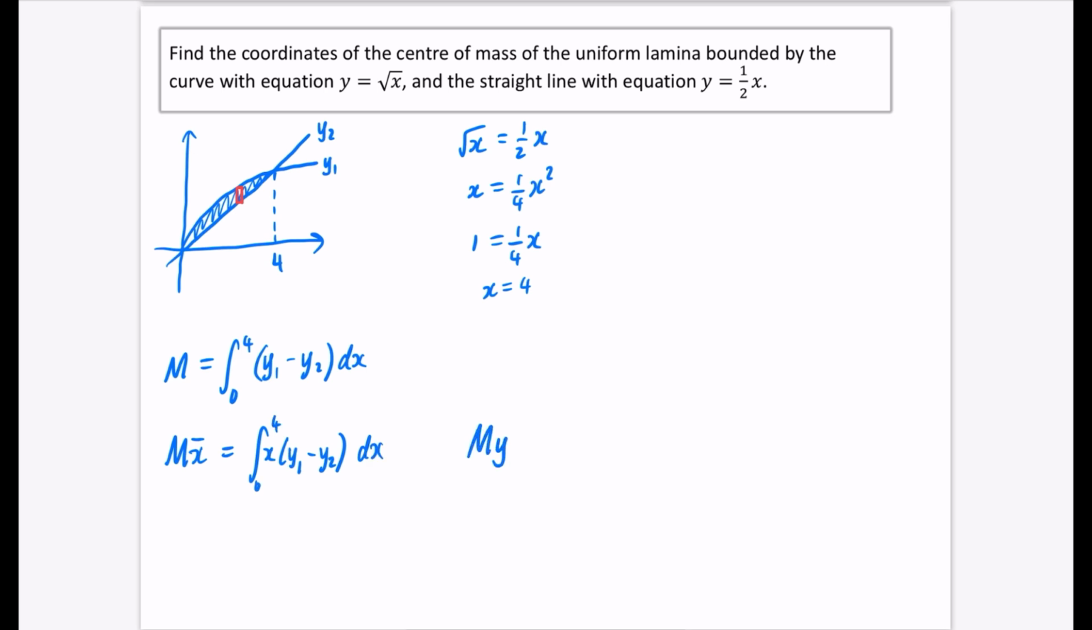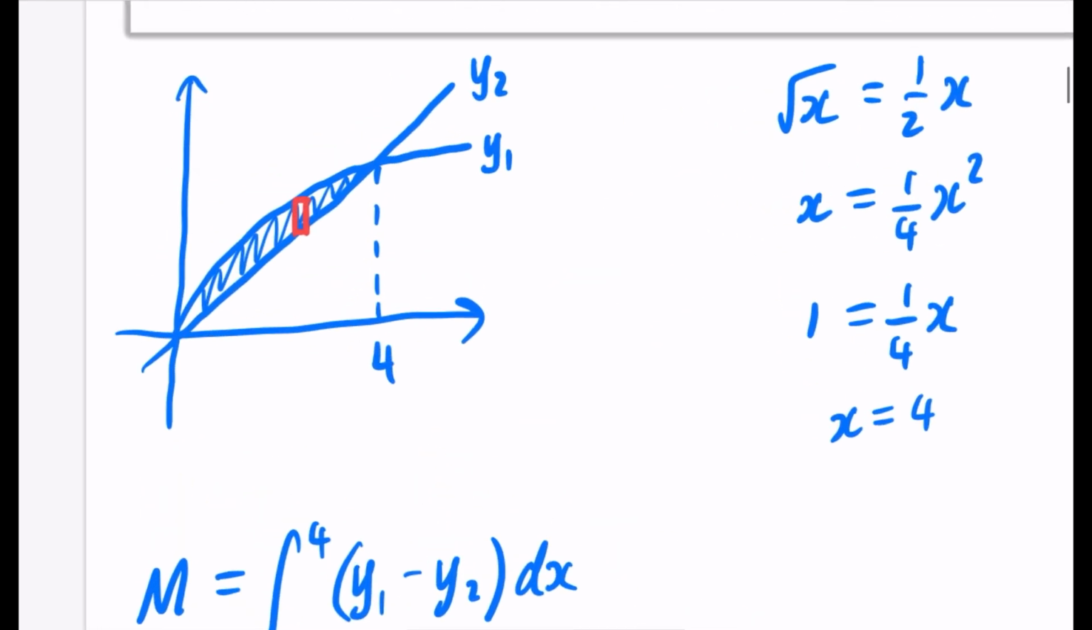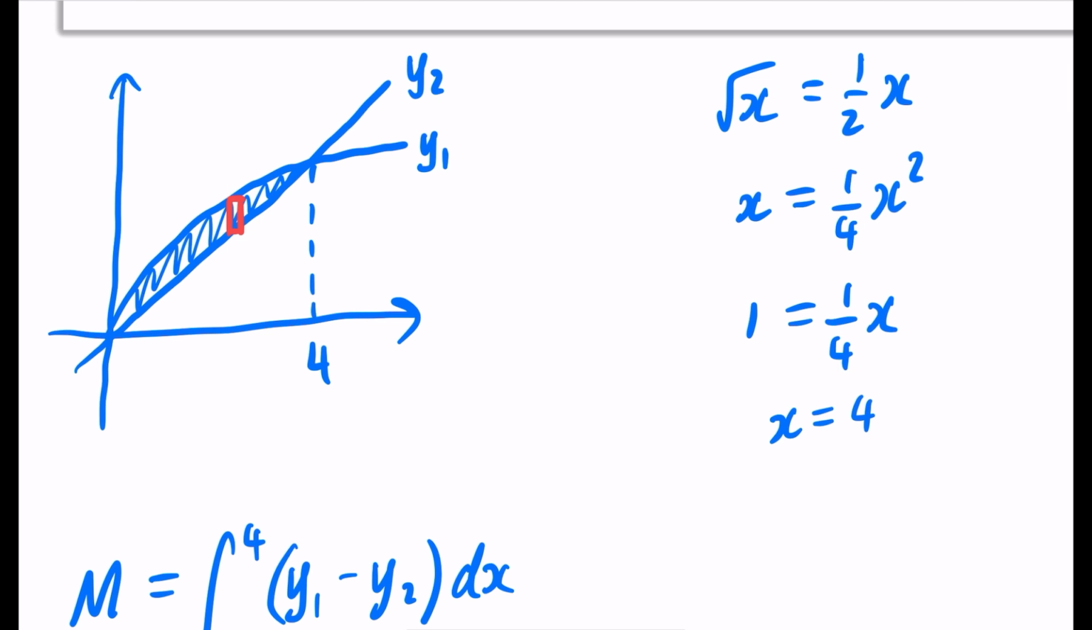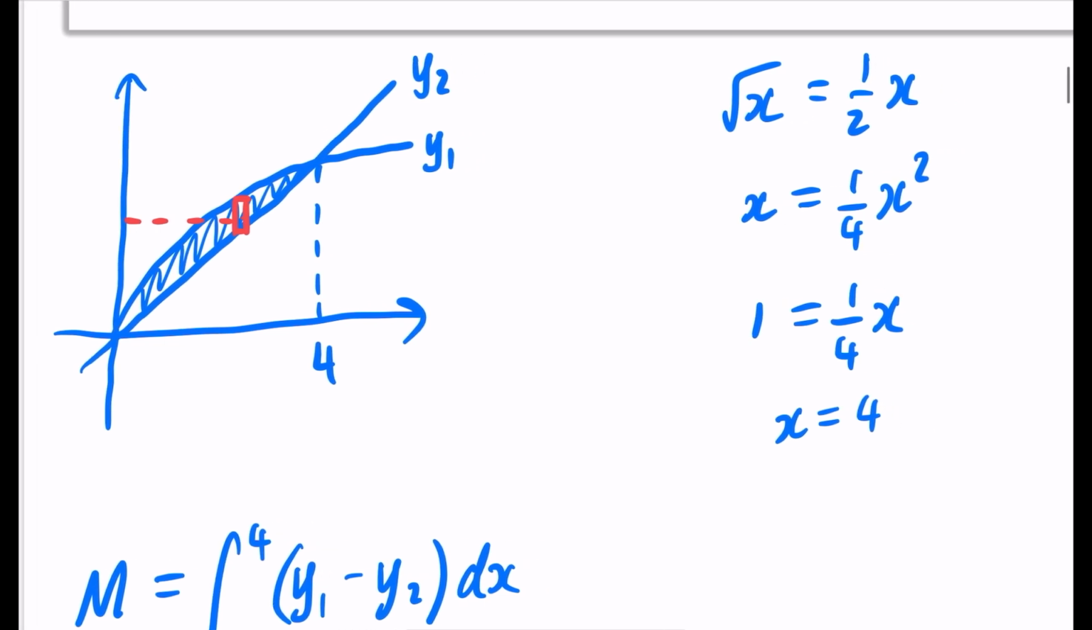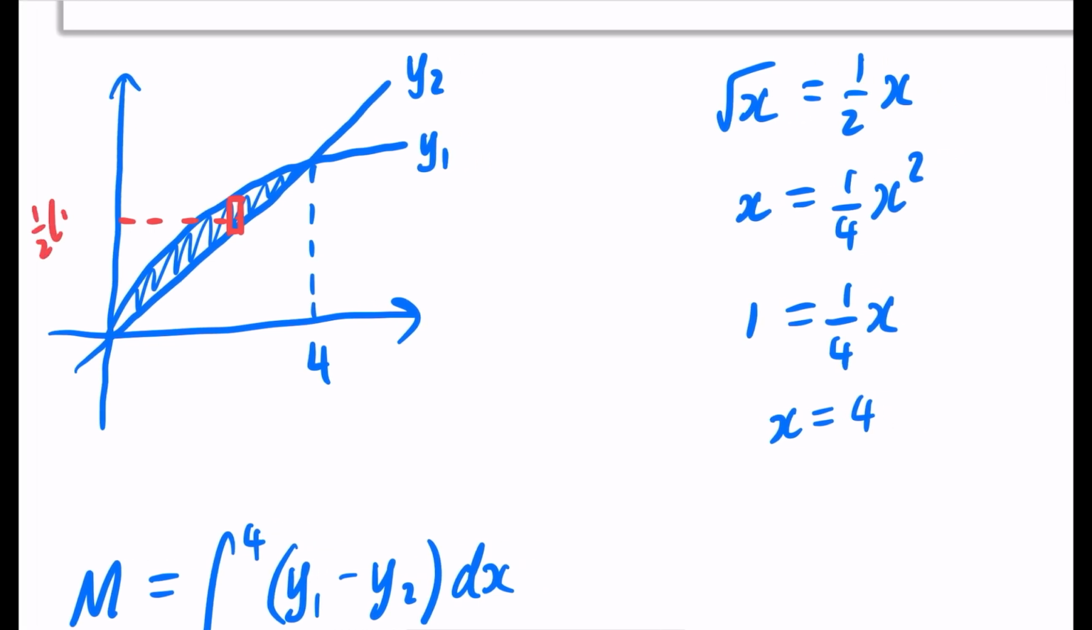But when I do the y part, I want you to think really carefully about how you're going to find this, because previously we just said it's going to be a half of the y coordinate. Is it going to be a half of this y coordinate, or this one? I want to know the location of the middle of one strip. To find the middle of that strip, you're finding the average of these two: you add them together and halve it. So this is the average of y1 and y2 added together.